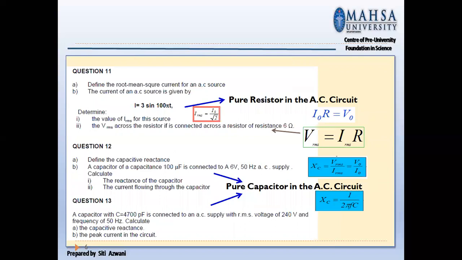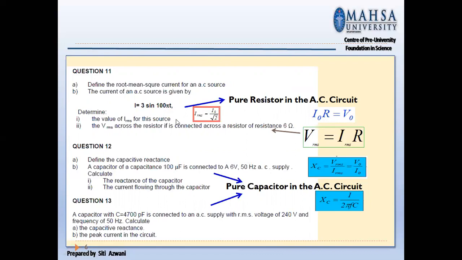Next question, question 11, question 12, question 13. I divide into two subtopics. Question 11 is under the pure resistance in the AC circuit. Question 12 and question 13 are under the pure capacitor in the AC circuit.